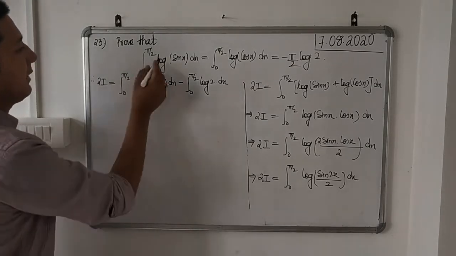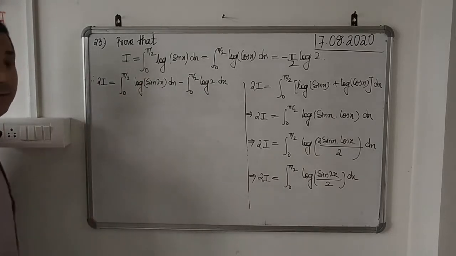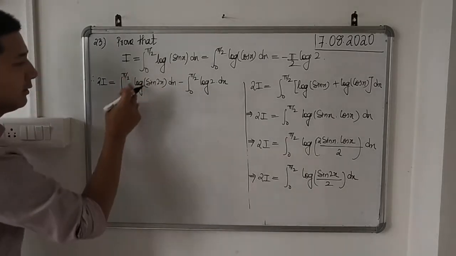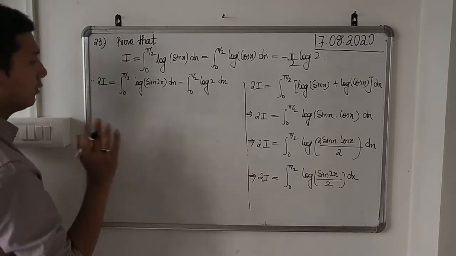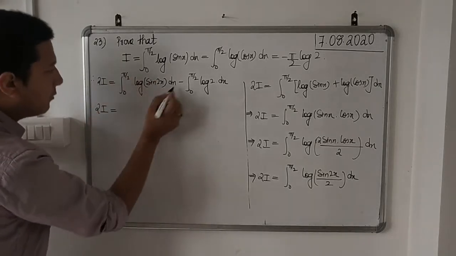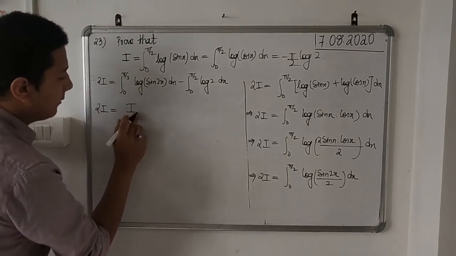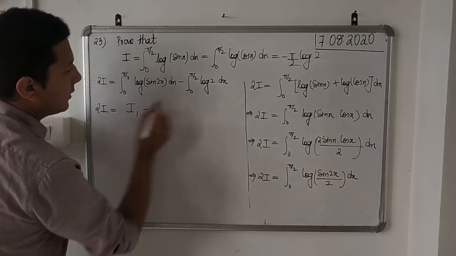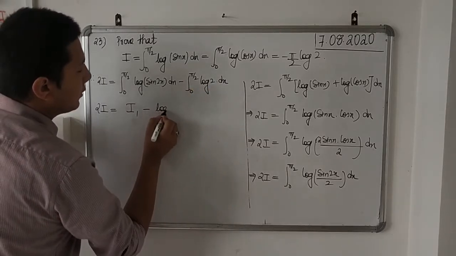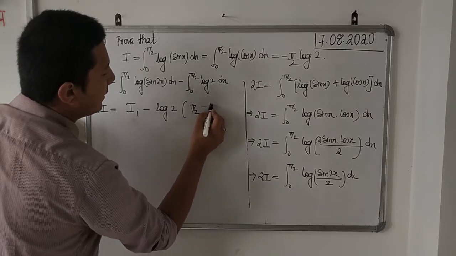By the way, this was our capital I, isn't it? Okay, what happens to this integral is very important. Now we will be solving this integral. Okay, so let us keep this equation in this way. 2I, I want to keep this whole integral as I1, because now we'll simplify the value for I1, right? I1 minus log 2 is a constant. You can integrate out here. It will be pi by 2 minus 0.